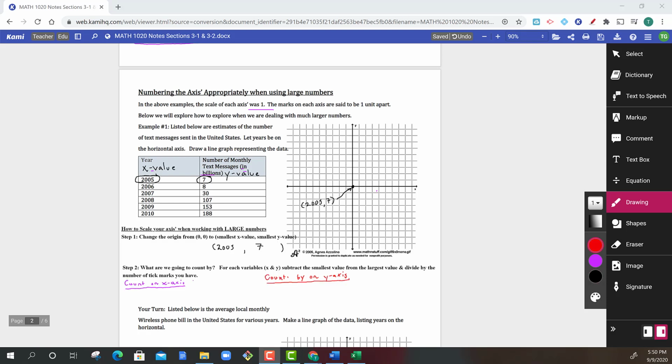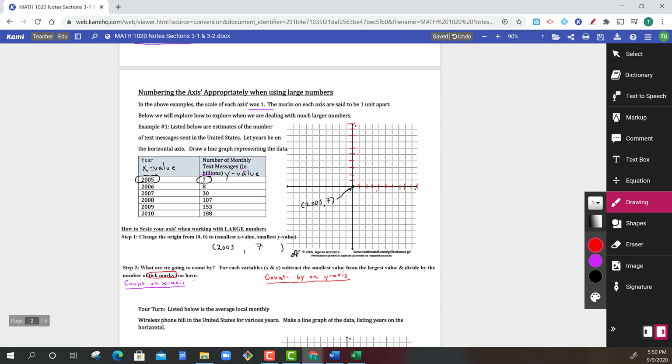Step 2 is what are we going to count by? So read the step. It says we're going to subtract the smallest value from the largest value for each variable and then divide by the number of tick marks you have. So you need to first count your number of tick marks. I can do that pretty quickly. 1, 2, 3, 4, 5, 6, 7, 8, 9, 10. So I have 10 tick marks on both axes. We're just looking in the first quadrant because all of these numbers we're graphing are positive numbers.